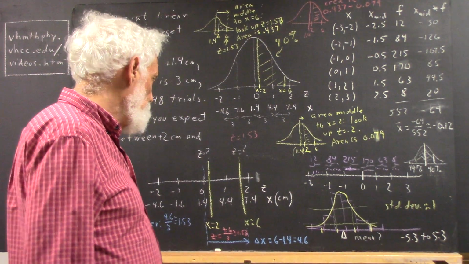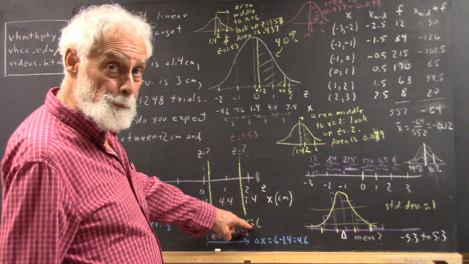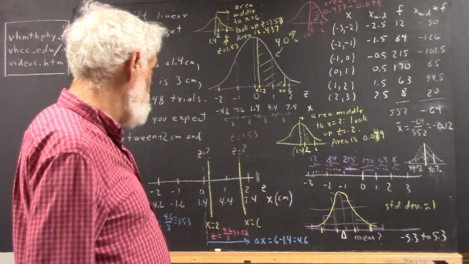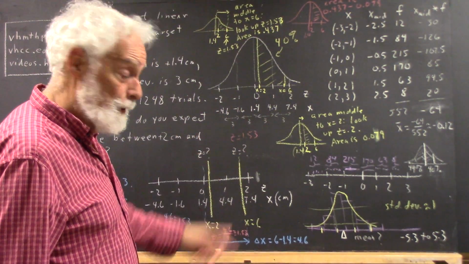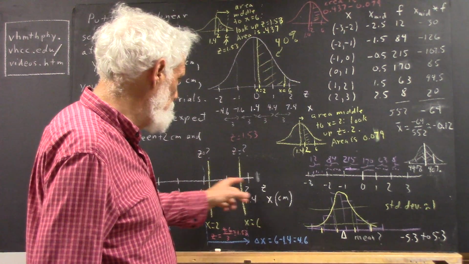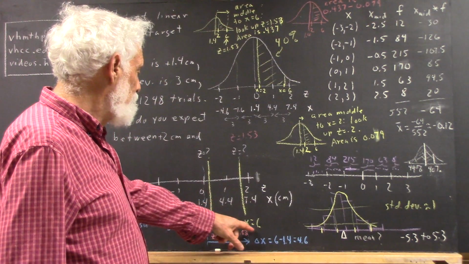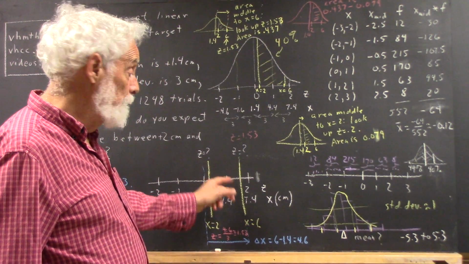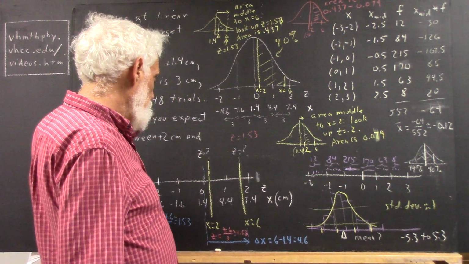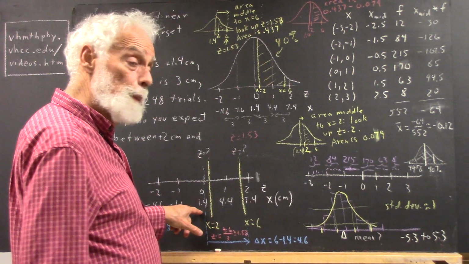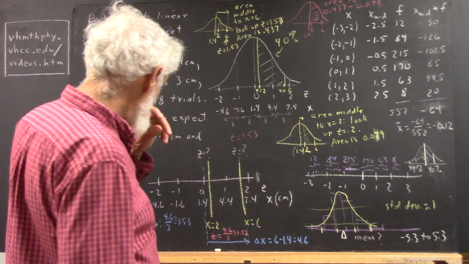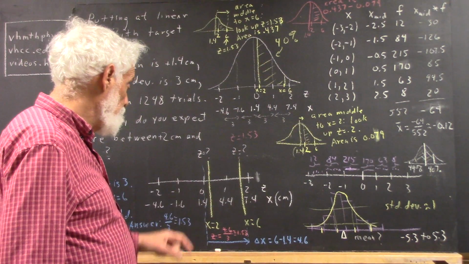So let's find the z-value for x equals 6. Now, we've estimated that's around 1.6 or 1.7 from my picture. And we don't have a lot of confidence in that estimate, but we know it's between 1 and 2 someplace, because x equals 6 is between 4.4, which is where z equals 1, and 7.4, which is where z equals 2. Okay, well, let's figure out how far x equals 6 is from our mean. That's going to be relevant to our z-value.